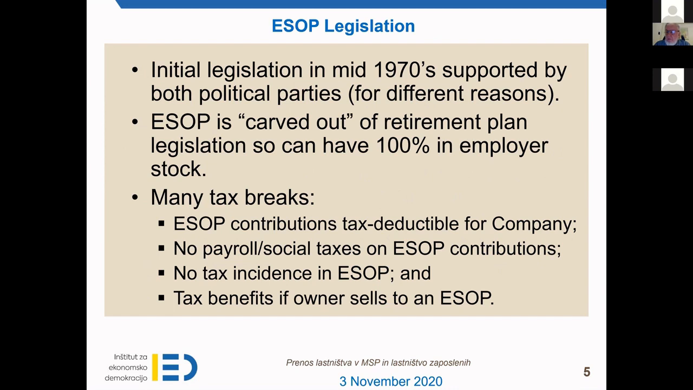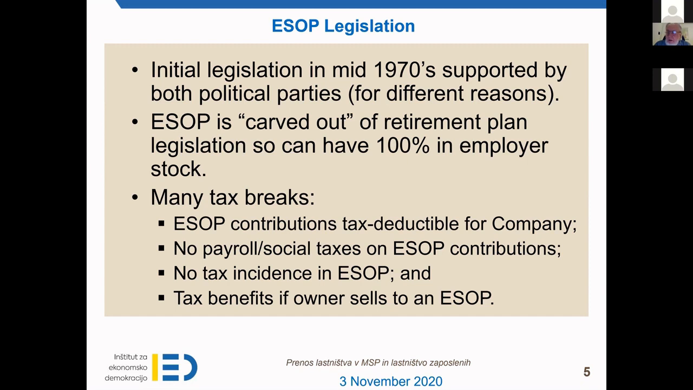left wing. Bernie Sanders, for example, is a big supporter of ESOPs, as well as some of the more right-wing people in Congress. So that was an important characteristic. There was no sort of political ideology, and that's obviously important for Slovenia as well.